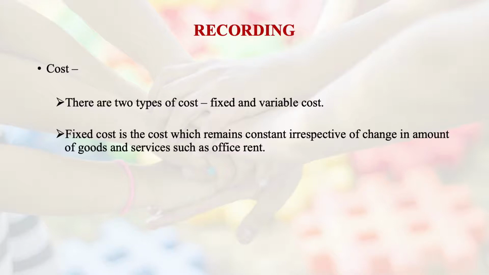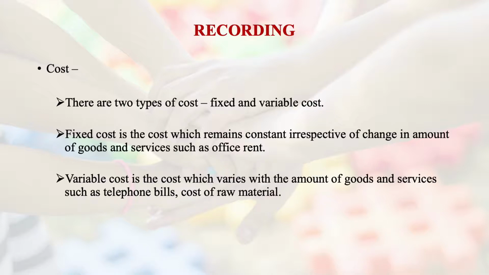Usually the fixed cost is a kind of a cost which remains constant irrespective of change in amount of goods and services, such as office rent. Whereas there is a variable cost, the cost which varies with the amount of goods and services. For example, the telephone bills. For example, the cost of raw materials.